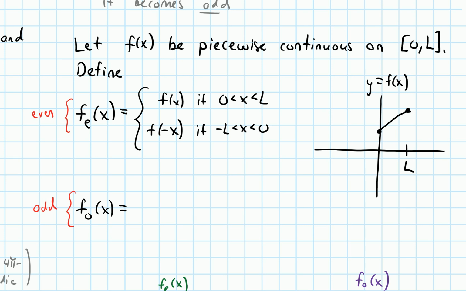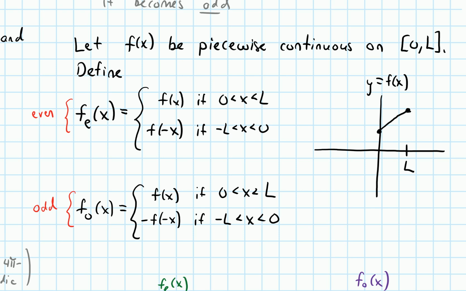So first next let's define this function f o. Sorry, f o, not f 0. So this one I want to be odd. So I'm going to start it off with a piece that's just f of x. It's f of x if 0 is less than x is less than L. And then I need to define it if negative L is less than x is less than 0 in such a way that it's going to make it odd. And if I want to make it odd, I should let this be negative f of negative x.